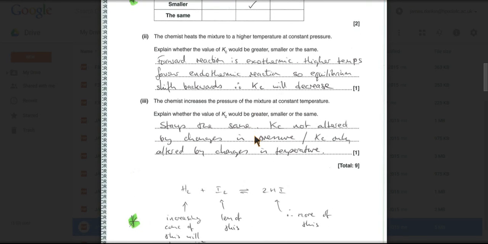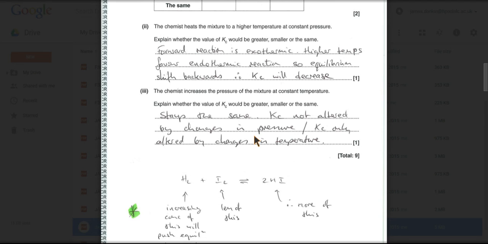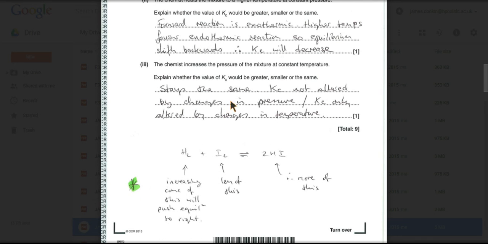And then the final bit, the chemist increases the pressure, and so therefore the value of Kc doesn't change because Kc is only temperature dependent. So Kc stays the same. Kc is not altered by changes in pressure. It's only affected by the temperature.